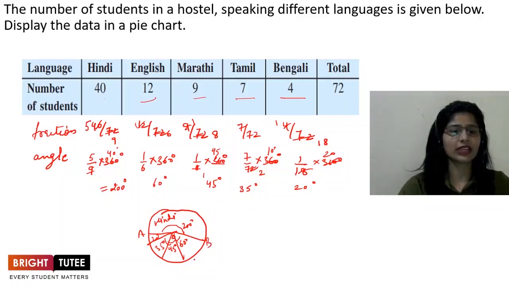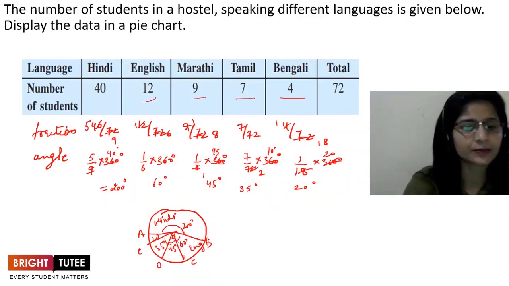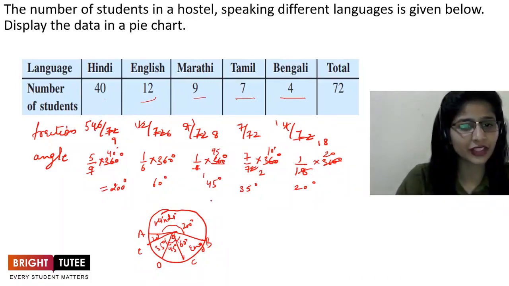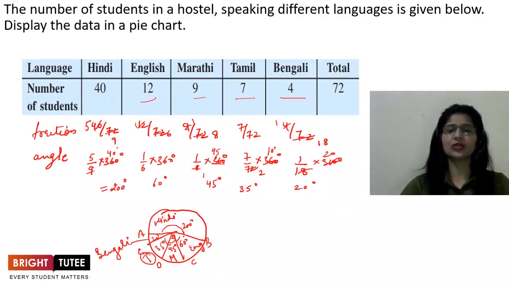And here you can write the parts. You can mention the points. As this one is Hindi, this one will be English for 60, and then 45 degrees we calculated for Marathi, right? 35 degrees we calculated for Tamil, right? And the last one that we calculated, 20 degrees, is for Bengali. Right? So as I am drawing a rough sketch, you definitely have to use all the stationery items. You have to draw a proper circle. You have to mention all the points properly, and then the pie chart will be drawn.